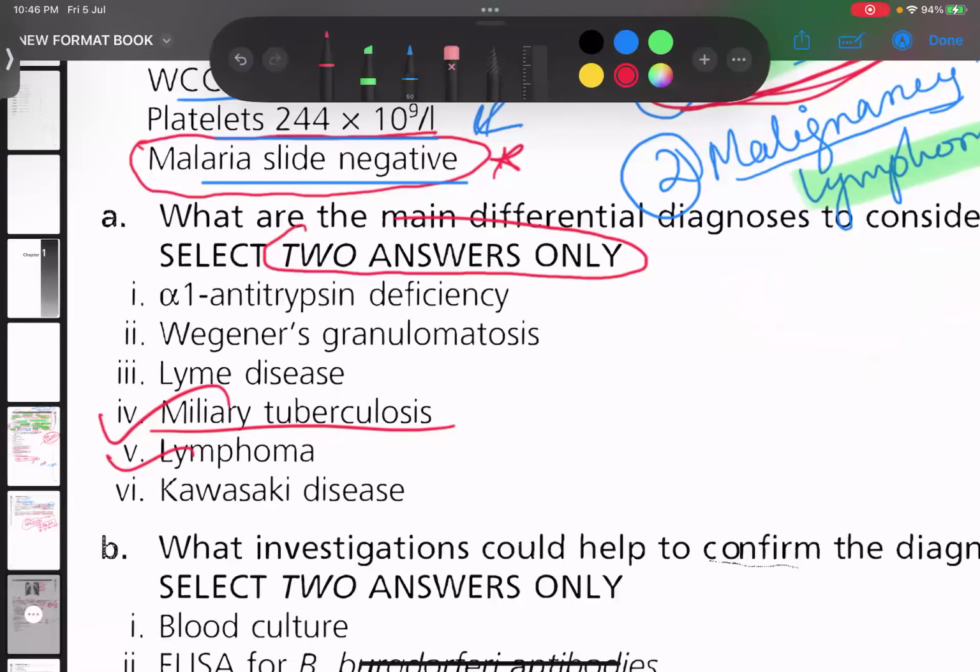Alpha-1 antitrypsin deficiency usually comes to us with respiratory symptoms. We'll also solve a case related to alpha-1 antitrypsin deficiency. They usually come with respiratory symptoms along with features of jaundice. Jaundice usually comes later. No such features are there.